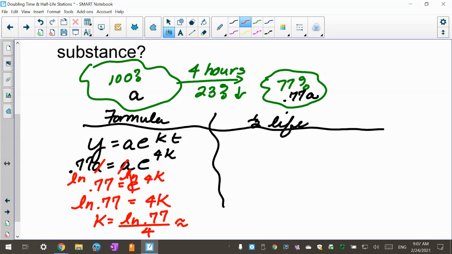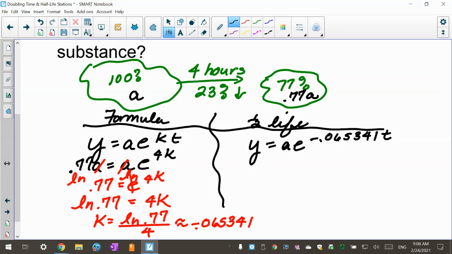So k comes out to be negative 0.065341. At least go 4 decimal places, but the more you go, the more accurate you are. So now I know my formula is y equals A e to the negative 0.065341t. So if someone asks me how much does that decay continuously per hour, I can say 6.5%.